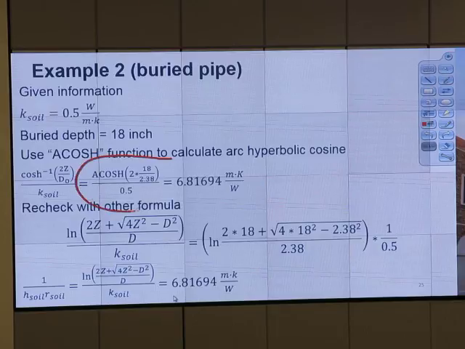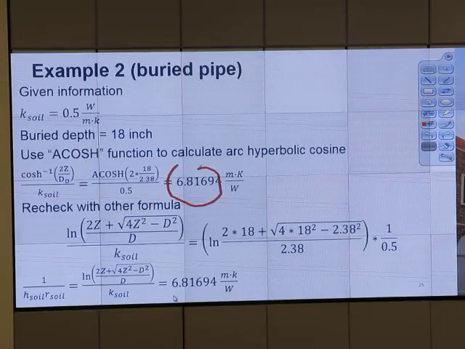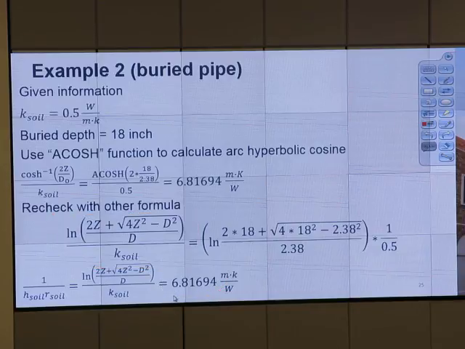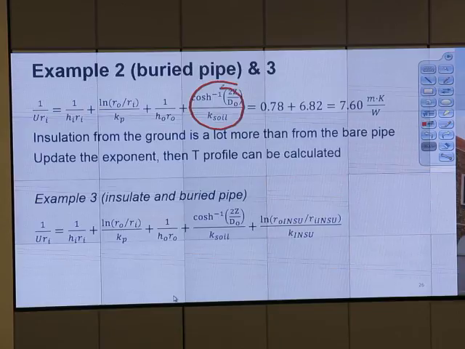And that one more term is the arc hyperbolic cosine. In Excel, you put ACOSH, okay? Get the value. Or if you want to check with another formula, it is that formula. You get the value. They are identical, okay? Same. So this gives you 1 over H soil R soil. Put it back. So one more term pops up in the overall heat transfer coefficient, right? You calculate that, then update the exponent, then you can plot the graph.